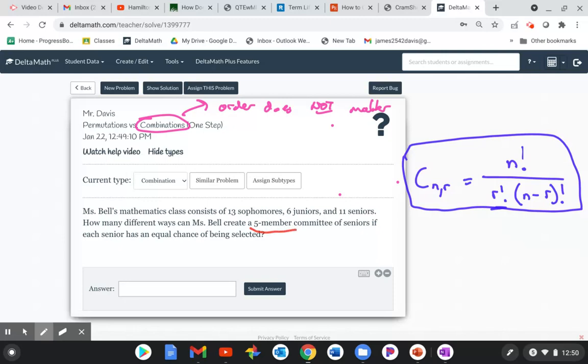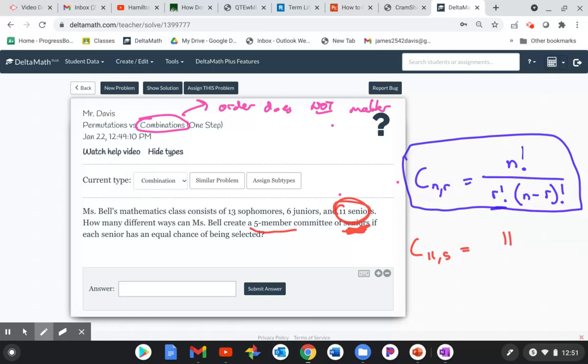Let's think about how many total, though. We're only going to do seniors. So we had 11 seniors. So we don't want to add them all up for this particular problem because it says just seniors. So we're going to do 11 total, and we're going to choose 5. And it just says a committee. It doesn't say like vice president, whatever. That's always the hint if it just says committee. Right.